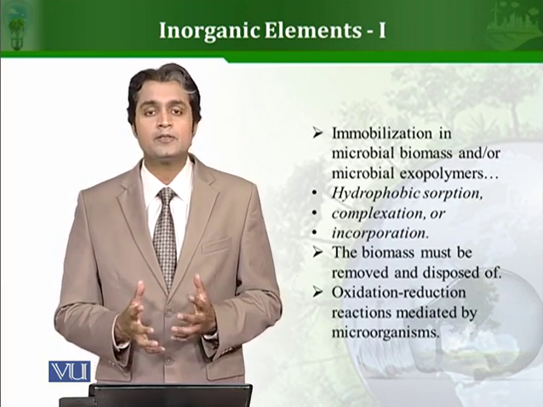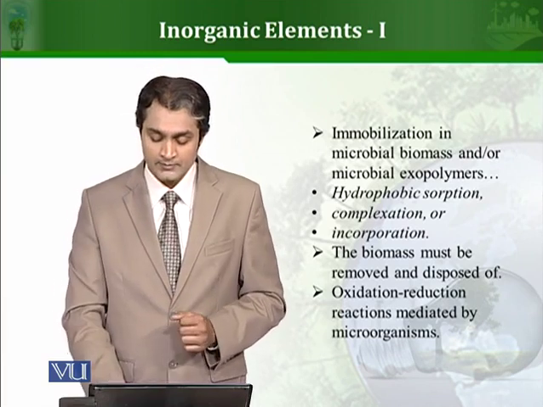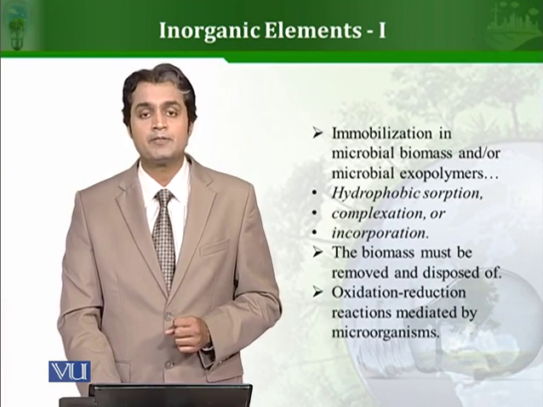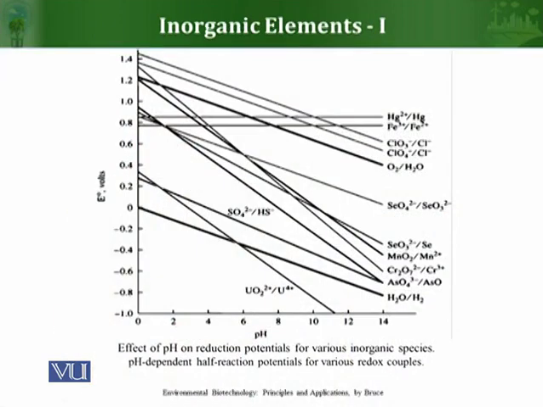The most found reactions are obviously oxidation-reduction reactions performed by different types of microbes towards different types of inorganic elements and their compounds. This figure here is basically a plot, a graph that shows the effect of pH on reduction potential for various inorganic species. You can see here the pH from 0 to 14, and this is the volt value, and there are so many different pairs of compounds, the oxidized and the reduced forms.